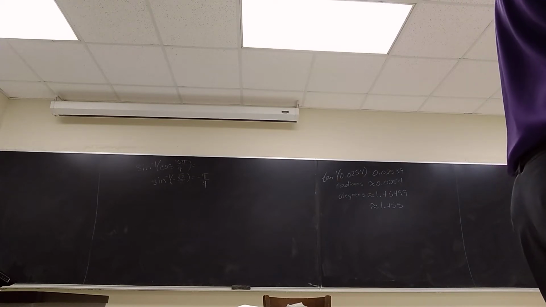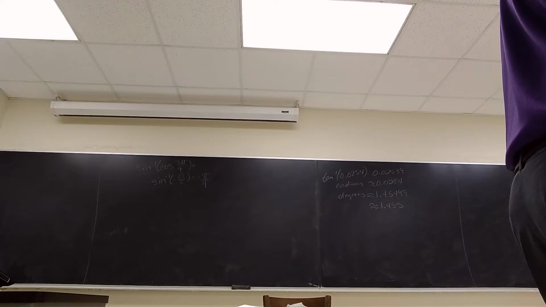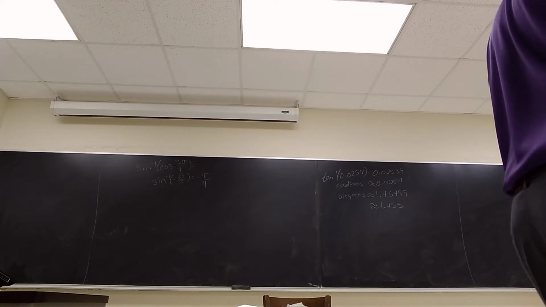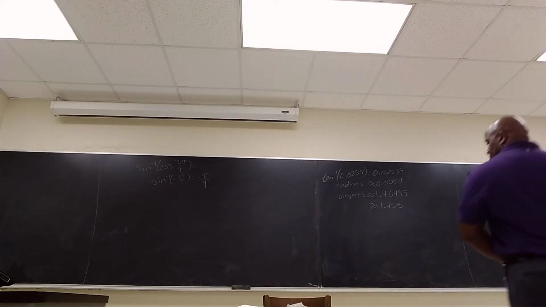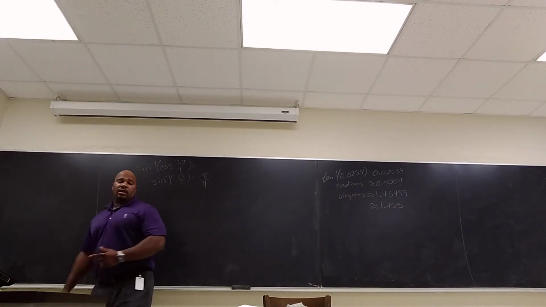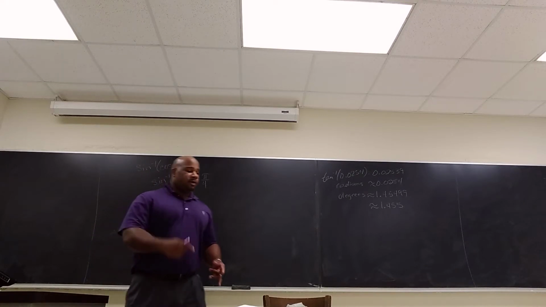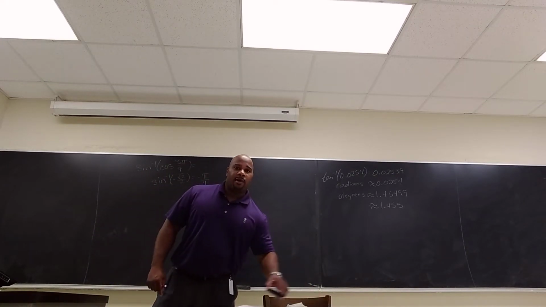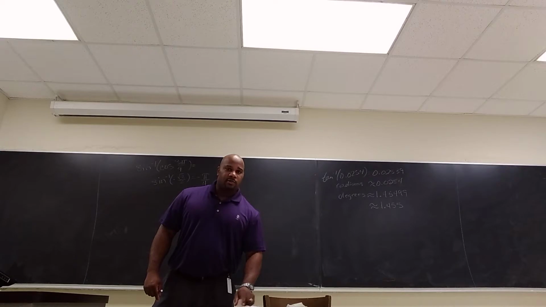Oh, negative 0.78 is negative pi over 4. So if you start in radians, choose radians on your calculator, and then you'll get the right answer. If you don't, you might get the wrong answer.